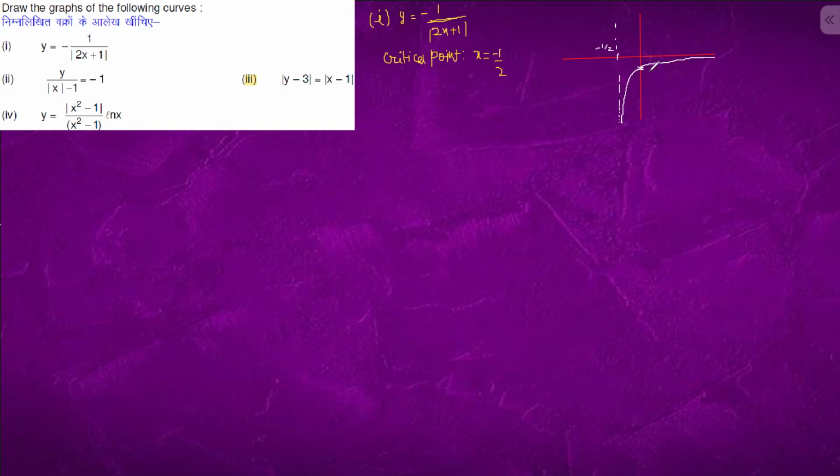This is when x is 0, y is minus 1. Now x is minus 1 by 2 minus something, so which is 0 minus something. And when x is tending to infinity, it is like this. X tending to minus infinity, it is near to 0 minus. It will become 0, and this is 0 minus. So this is the curve.